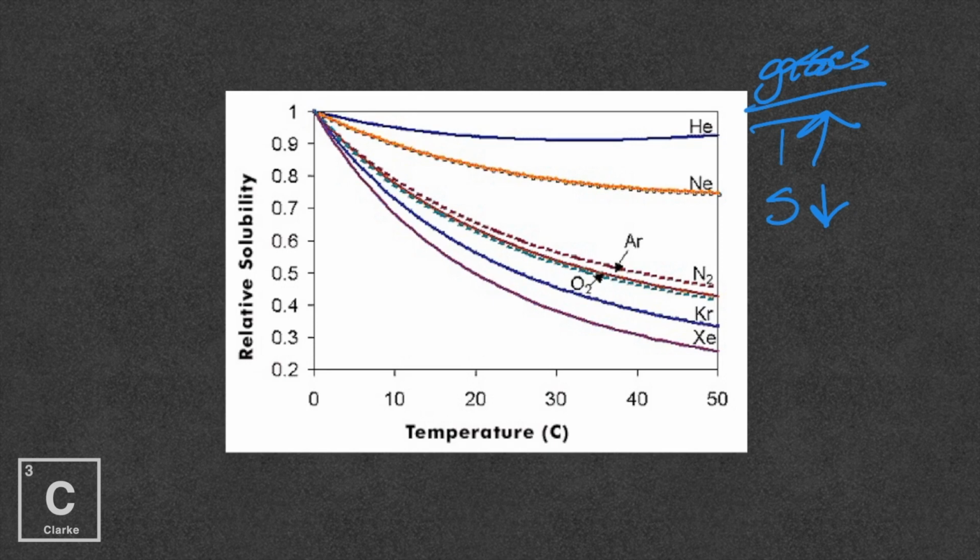For solids, it's the opposite. This graph would be just completely flipped, because for solids, as the temperature increases, the solubility is also going to increase. So gases and solids act opposite here as well. Their properties are opposite and the way they behave in a solution is also opposite. That shouldn't be very surprising.